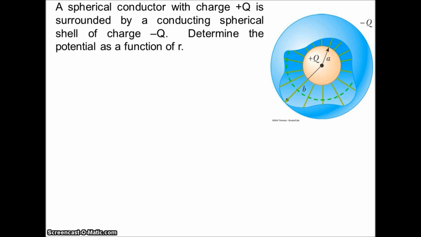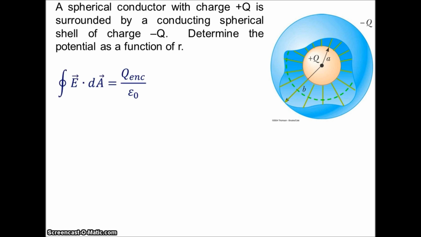Okay, now let's look at another spherical conductor, but now we have a nested set of spherical conductors. On the inner sphere we have a charge of positive Q, and on the outer sphere we have a charge of negative Q. We want to figure out the potential as a function of R in between the two spheres.